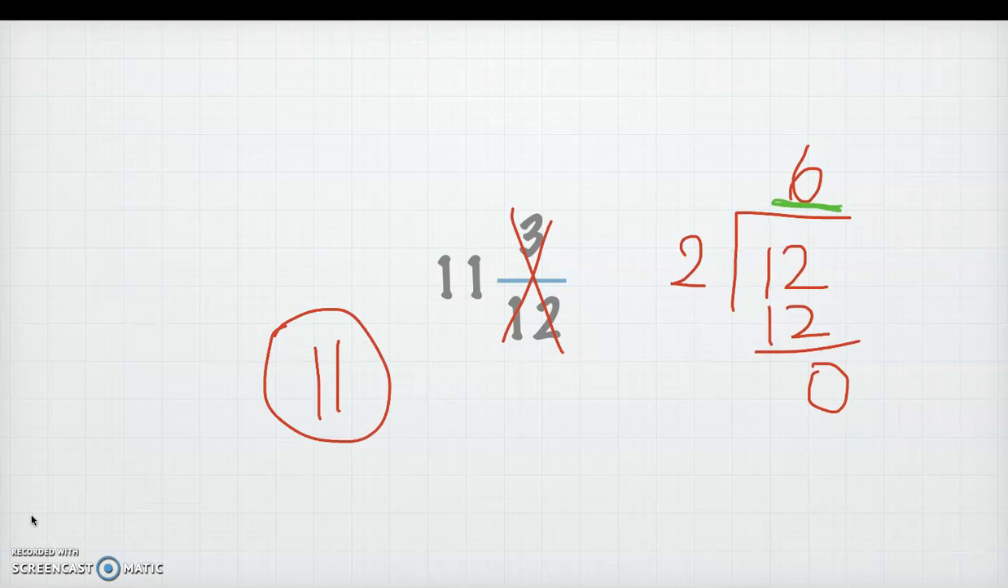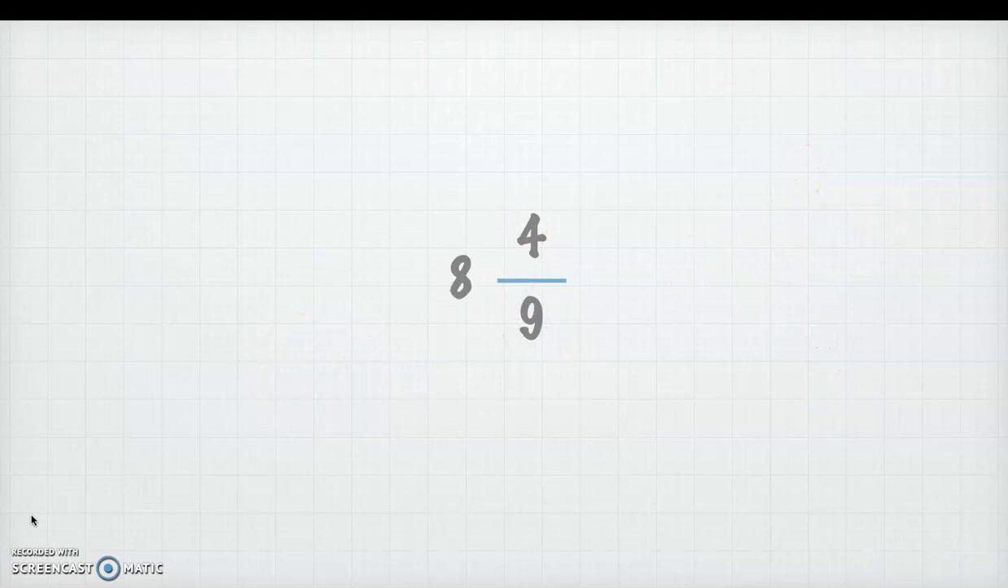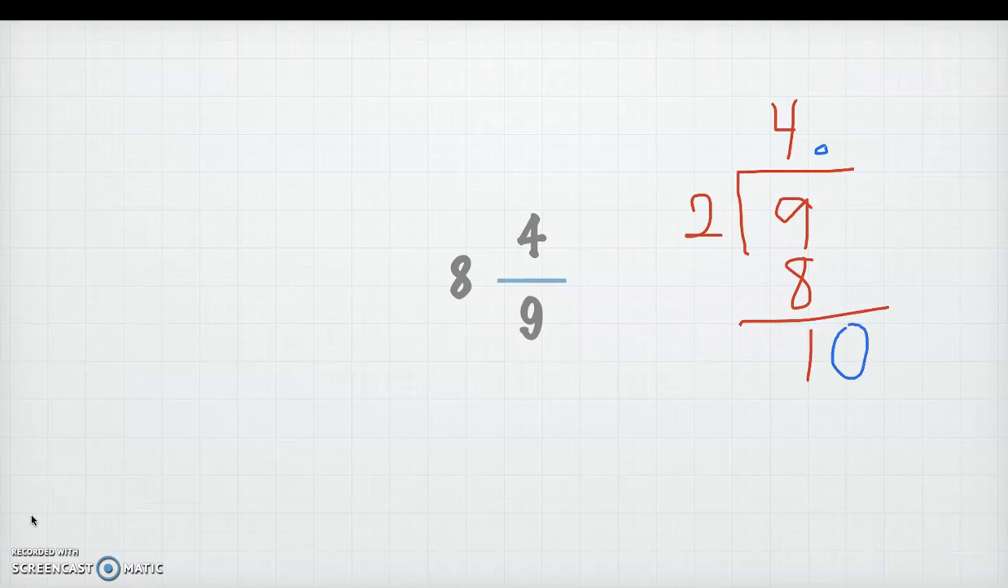Let's move on to our last example. I have 8 and 4 over 9. I look at my denominator first. My denominator is 9. What's half of 9? We can divide 9 by 2. 9 divided by 2 equals 4. 2 times 4 equals 8, remainder 1. I'm going to add a decimal point and annex a 0. How many times can 2 go into 10? That'll be 5 times. 2 times 5 equals 10, and remainder 0.